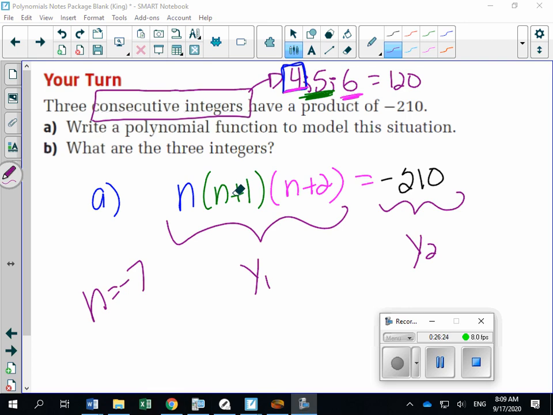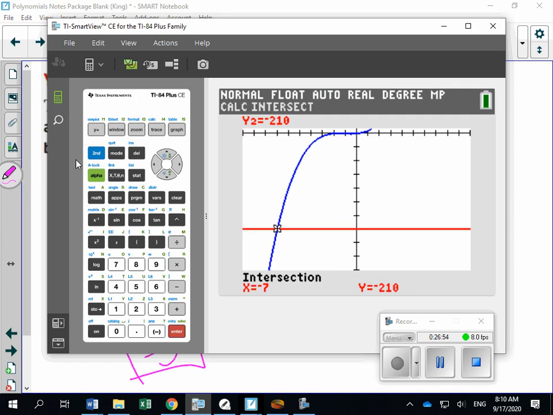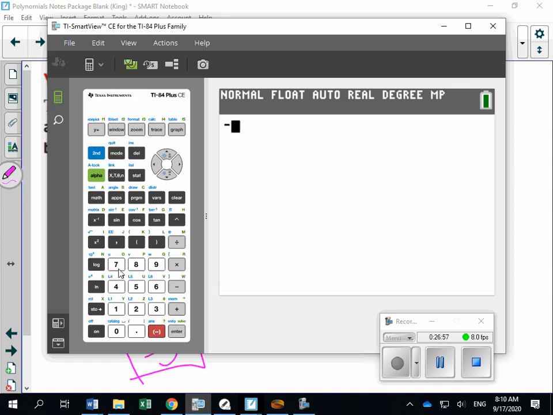My second integer, if it's consecutive, is negative 7 plus 1, which would be negative 6. That's my second integer. And my third integer, if I add 2, would be negative 7 plus 2, which is negative 5. So my three consecutive integers are negative 7, negative 6, and negative 5. Those are my three numbers. Let's check on our calculator if they multiply to give me negative 210. I'm going to type in negative 7 times negative 6, the next consecutive, times negative 5, and it works.